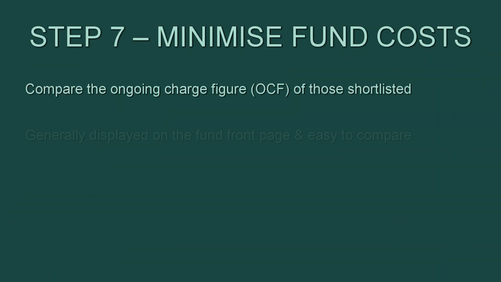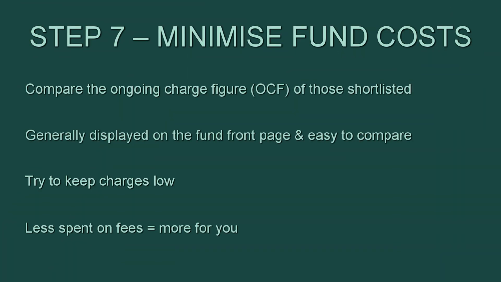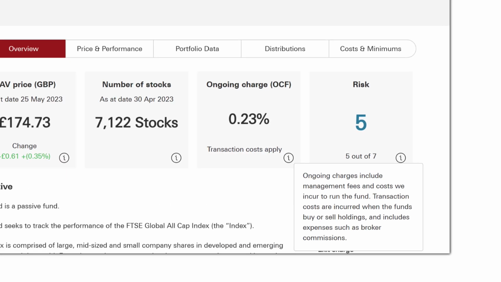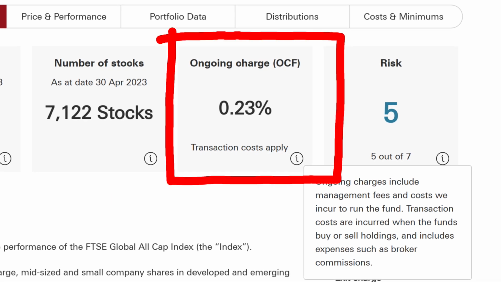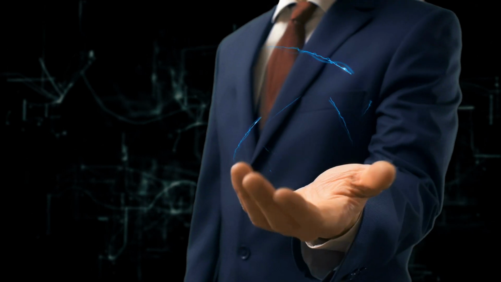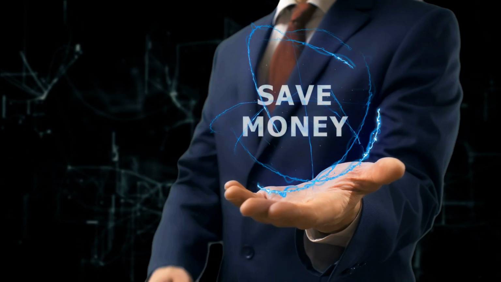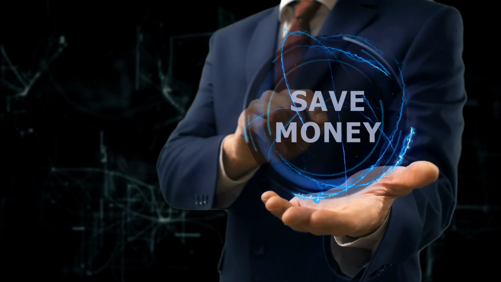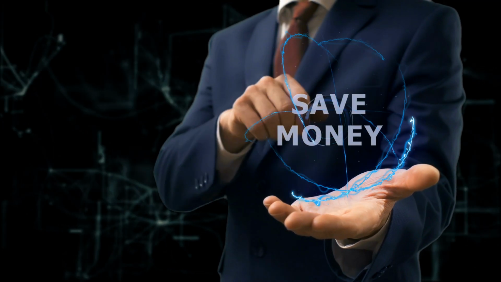And the next thing you need to drill down into is how much the fund is going to cost you. With your narrowed down list of funds, you can now start comparing prices between them. Funds have ongoing charge figures. These illustrate the total cost of administering the fund, and these are displayed on the fund pages, so it is easy to compare prices. Aim to get the lowest fees possible. Every pound or dollar spent on fees will be £1 or a dollar less to add to your pot and to help you compound your wealth.